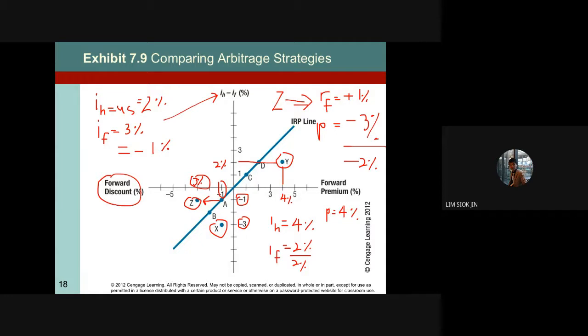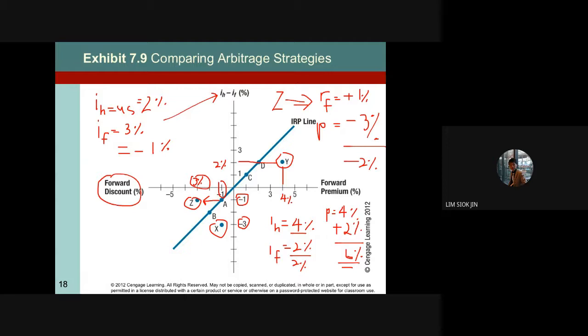Means you can see that home is 4%, foreign 2%. So by right, you say that, oh, home has higher interest, so we invest in home. No, this is because if you invest in home, you will gain 4%, but you will lose 4% in terms of the premium. But if you invest in foreign, you earn 2%, and there is a forward premium of 2%. In total, you will earn 6%. All right. So there will be a higher gain if you invest in a foreign market.